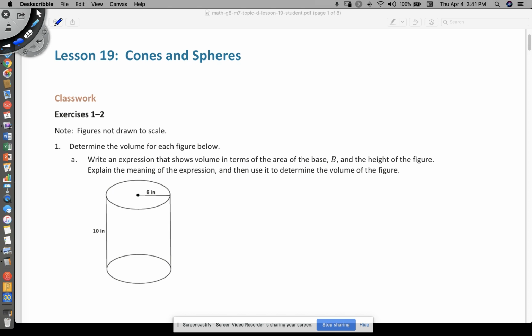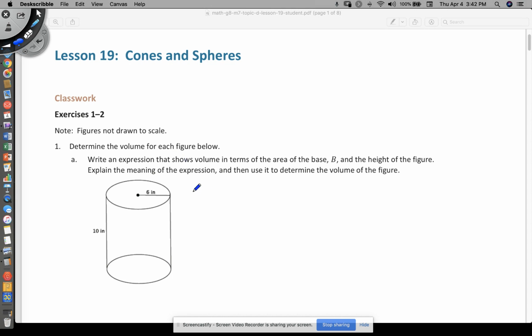All right, this is 8th grade, lesson 19, module 7 on cones and spheres. So we're going to start with this problem here where we have a cylinder. And it says, write an expression that shows the volume in terms of the area of the base, B, and I actually call it big B in my class, and the height of the figure. Explain the meaning of the expression and then use it to determine the volume of this figure.